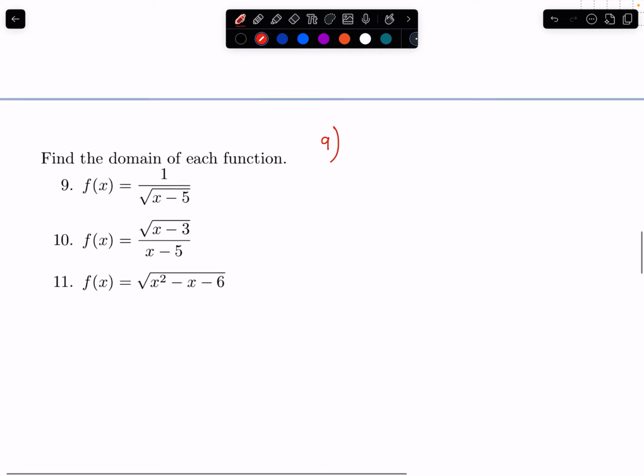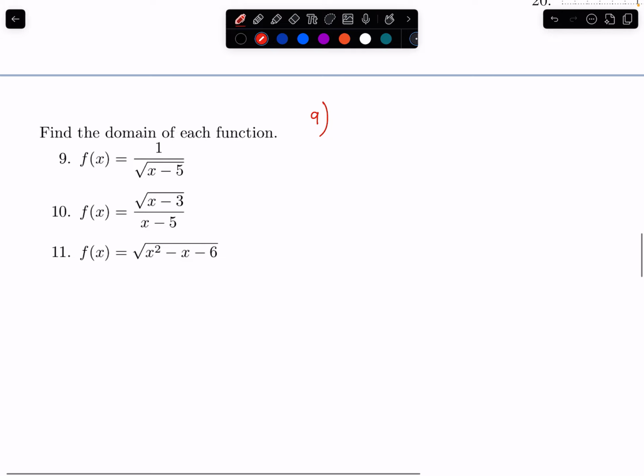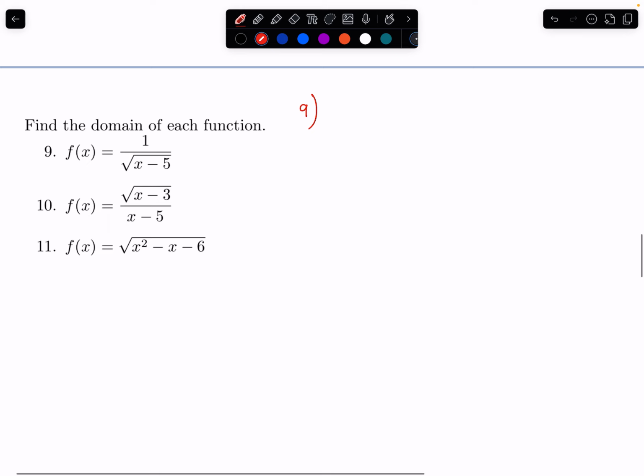So 9 right here. What I'm going to do, I'm just going to do it here and then I'll erase after I'm finished. You can always rewind the video to make it reappear. So number 9, here's my function, right? I want to know the domain. To start with, it's any x value, except now look, what are the possible things that could go wrong? Well, here I have something in the denominator. So whenever this denominator is 0, that's going to be outside of the domain.